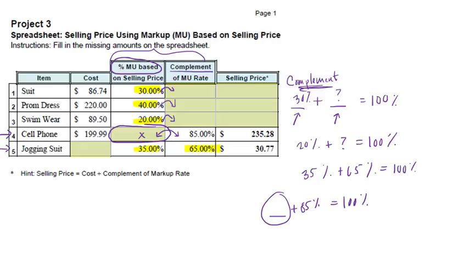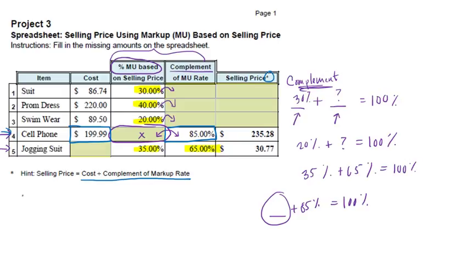Next, let's take a look at selling price, and you can see they have an asterisk here. It says hint, selling price equals cost divided by complement of markup rate. Cost divided by complement of markup rate. So I can't really show you an example because none of them have, oh, here we go. I can show you an example with number 4. So if I wanted to know cost, they've told me that the cost is $199.99. If I divide that by the complement of my markup rate, 85, then I should get that selling price.